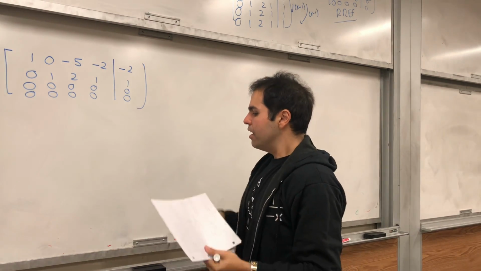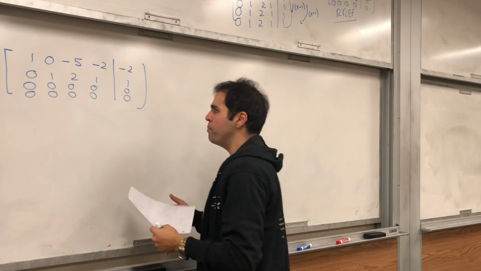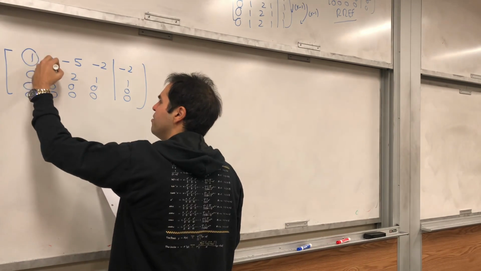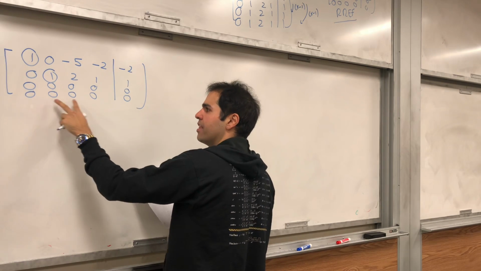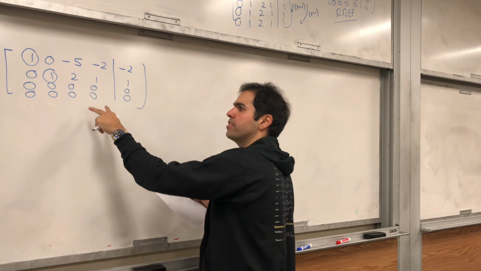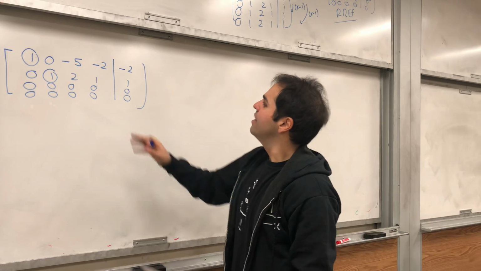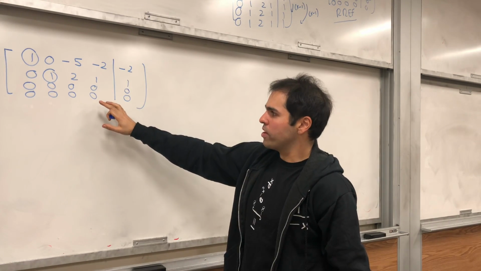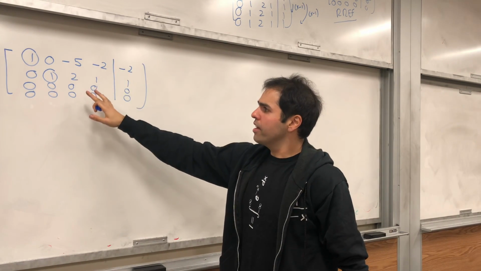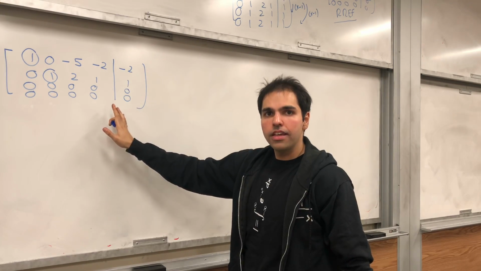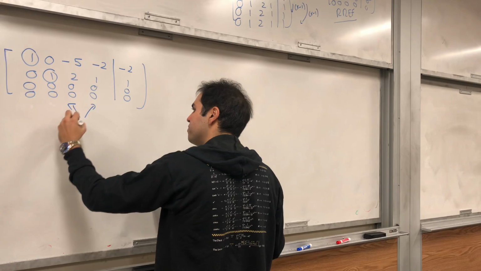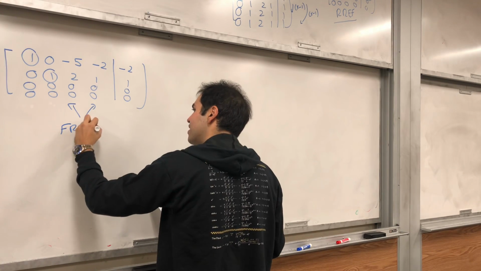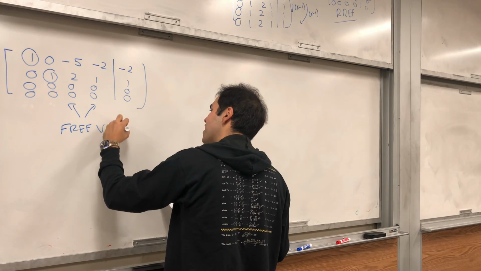Now, here's the thing. There are two pivots. In particular, there are two columns with pivots and two columns with no pivots, okay? And why this is important is the columns without pivots will correspond to what are called free variables. It's like Free Willy, but with variables.